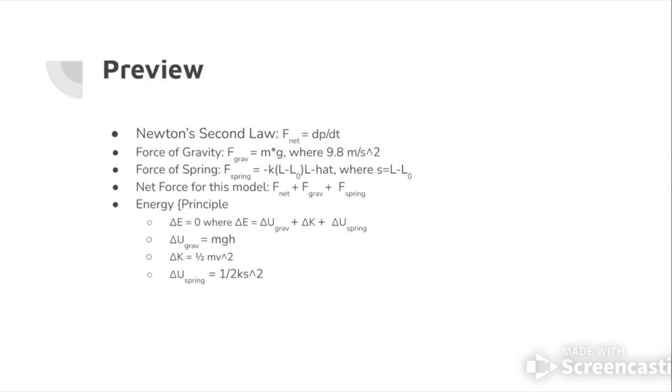And finally, it was important to understand the energy principle with these equations listed below.